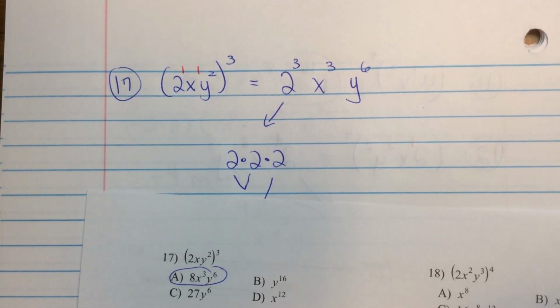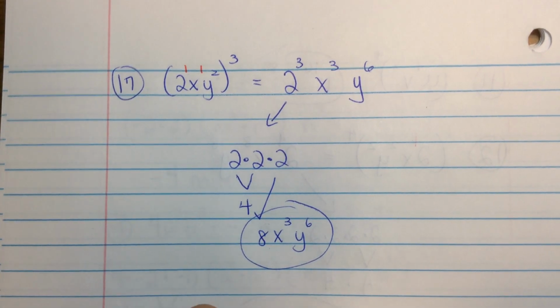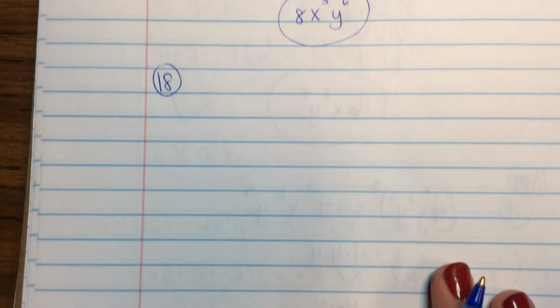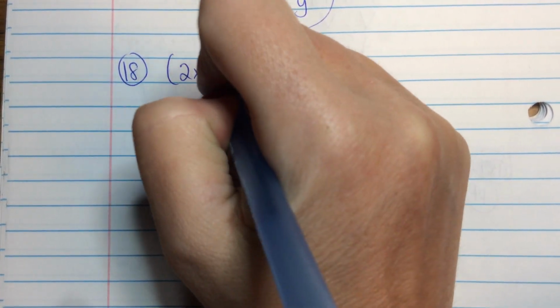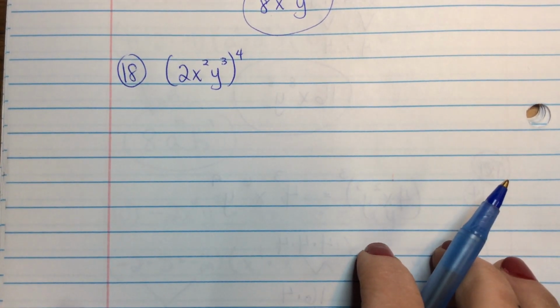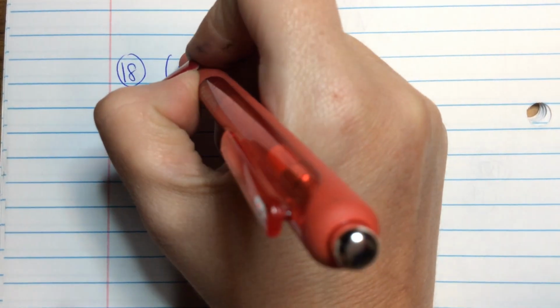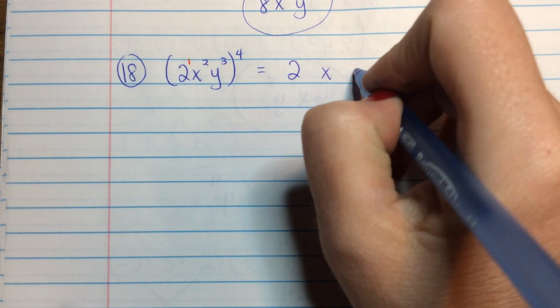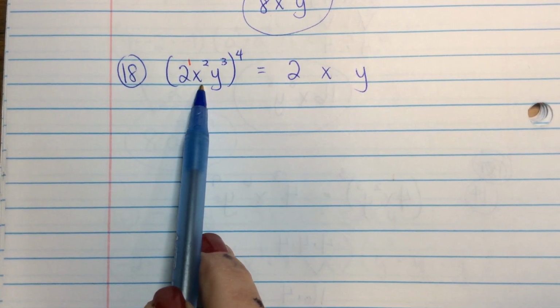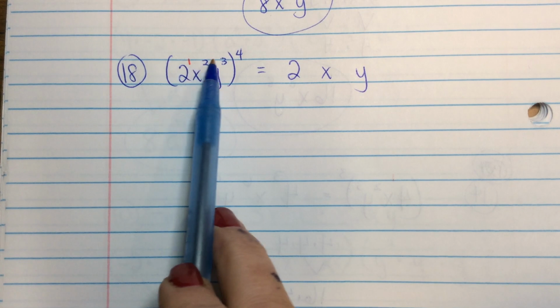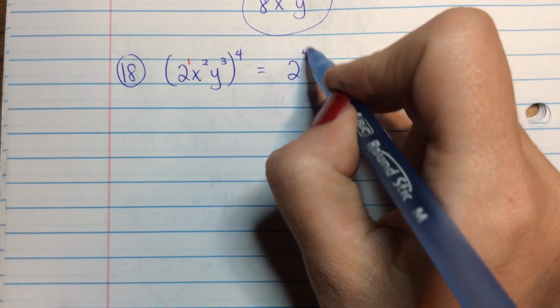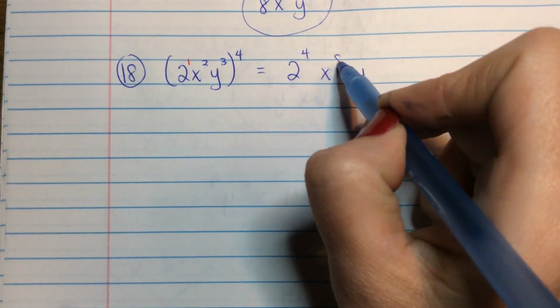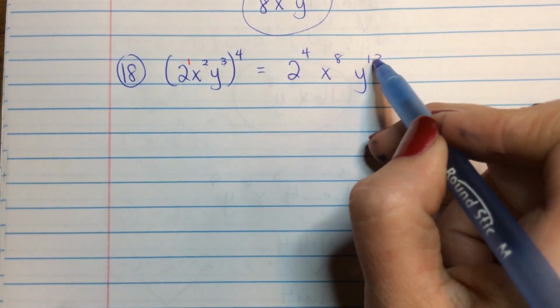So here it is. Number 18. I have 2x squared, y cubed, and everything's being raised to the 4th power. I need to fill in my 1 here. And I'm going to keep my base. I'm going to keep my 2, going to keep my x, I'm going to keep my y. Now I'm just going to multiply. 1 times 4 is 4, 2 times 4 is 8, and 3 times 4 is 12.